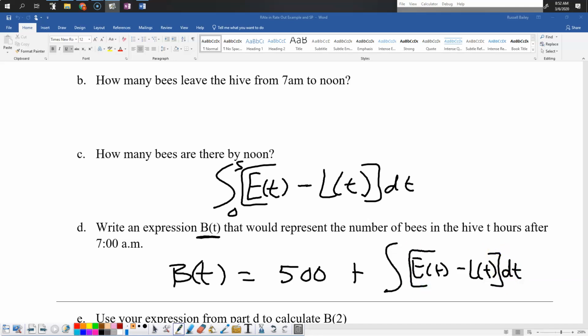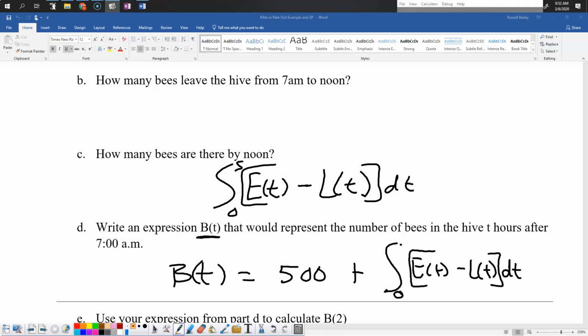Now, we're still not done. We've got to put our limits on here. What am I going to put on the bottom? 0. Now, be careful here. What do I put on the top? No. Because look at your question. T. In other words, they want you to write a function. If you put a number here, you're going to get an answer. That's going to tell you how many bees are in the hive at that point in time.